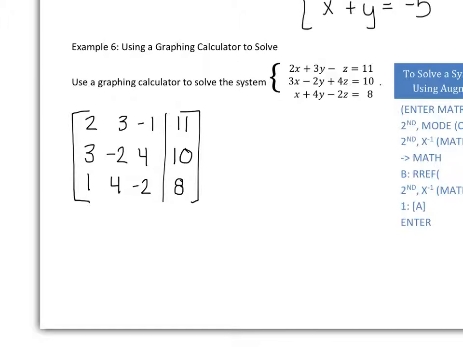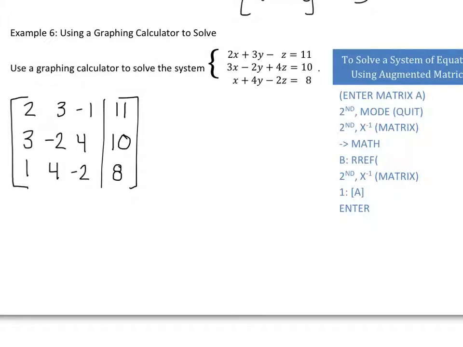Now, when you put this in your calculator, the calculator can't actually show you this line, so you're not going to see it. When you put it in the calculator, you're going to put it in as a 3x4 matrix, and it's just going to look like it doesn't have this line. Okay, so first step over here is to enter in your matrix A and enter it as a 3x4 matrix.